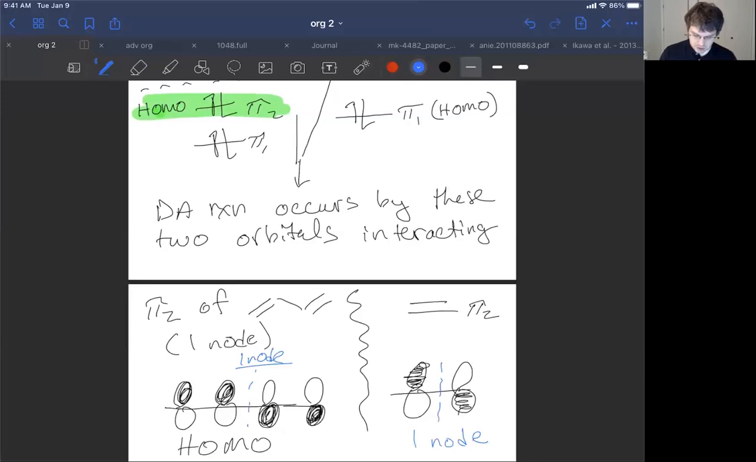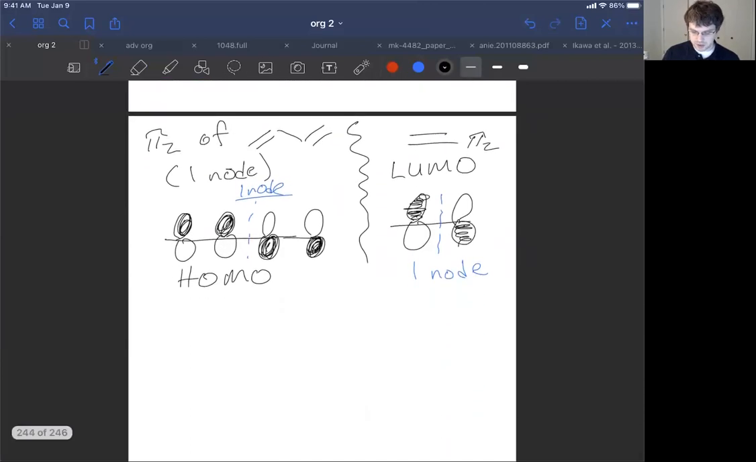Okay, so it's these 2 orbitals that are overlapping when we do the Diels-Alder reaction. That means I need to correct my 3-dimensional stereochemical model from the Diels-Alder unit. If you recall, we did something like this.